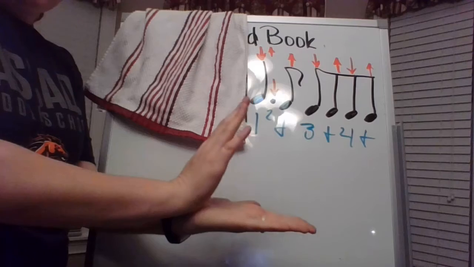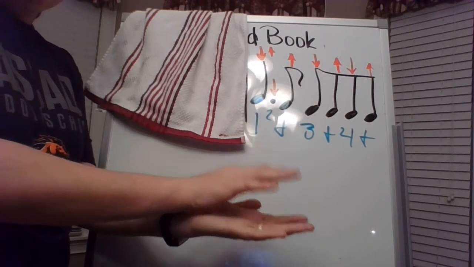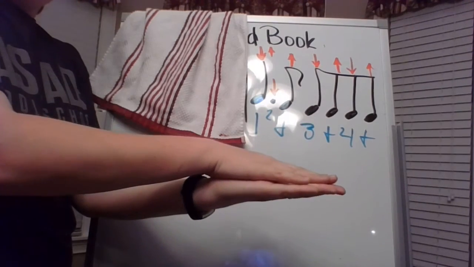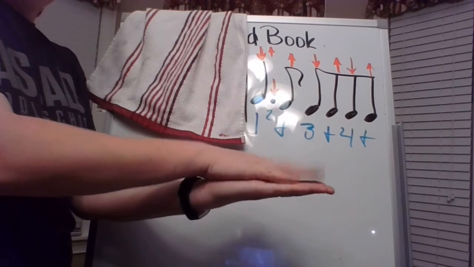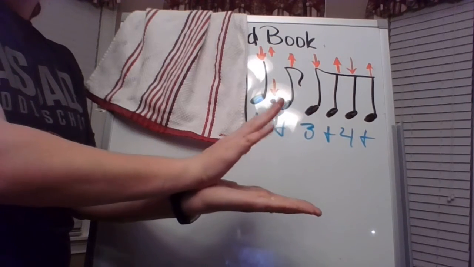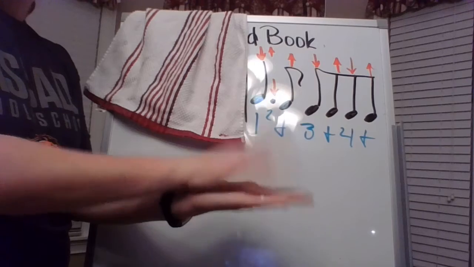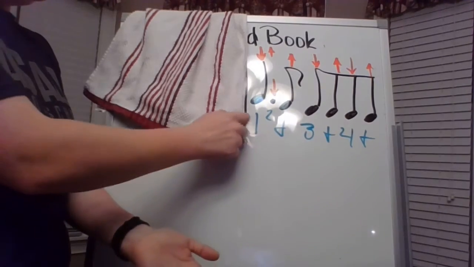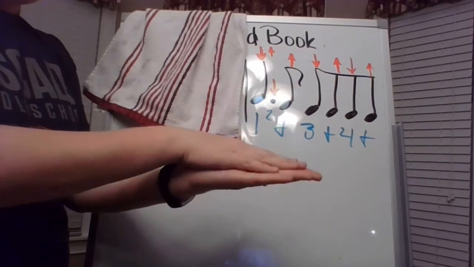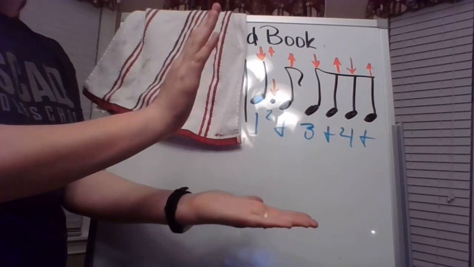Ta, ta, ta, ta, ta, ta. Now notice that last four, you sing one on the down, the next one on the up, down, up. Ta, ta, ta, ta. Down, up, and then you add the beginning. Ta, ta, ta, ta, ta, ta.